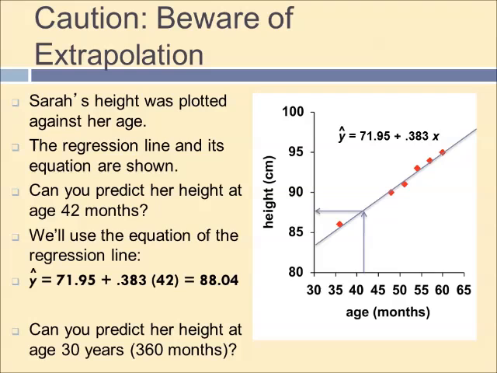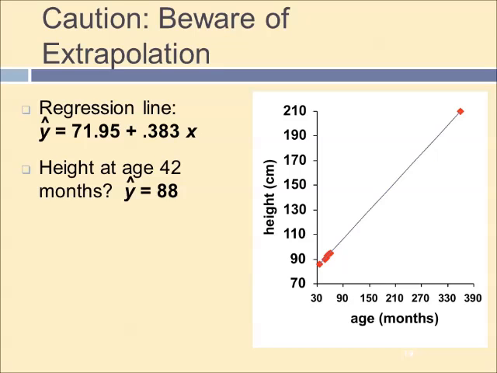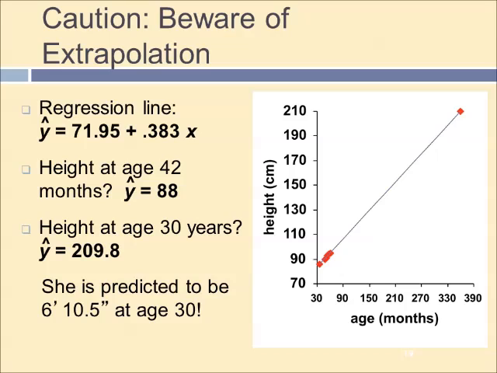Now, can we predict her height at age 30 years? That's 360 months. Well, sure we can. We'll use the regression line, the equation, and there she is at age 42 months. At age 30 years, we predict using the regression line that she's 209.8 centimeters. Okay, that's nice. So she's predicted to be 6 foot 10.5 inches at age 30.